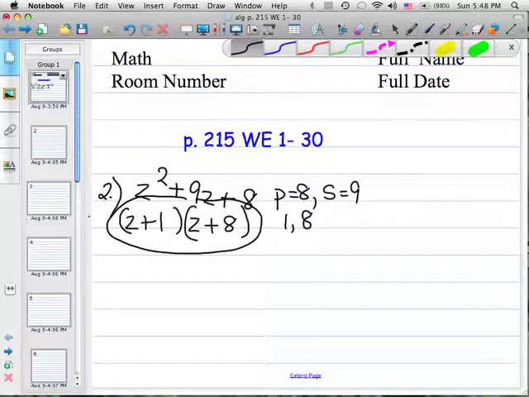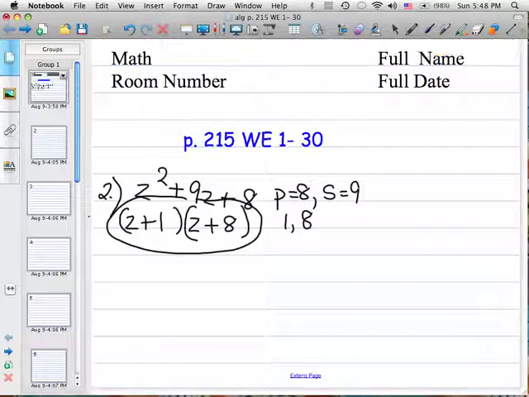So your work is to write the problem down, tell me what the product should be and the sum should be, and then list your factors until you find the 2 that work. After a while, you get pretty good with this, and you could probably find the 2 that work a lot faster than just listing them all.